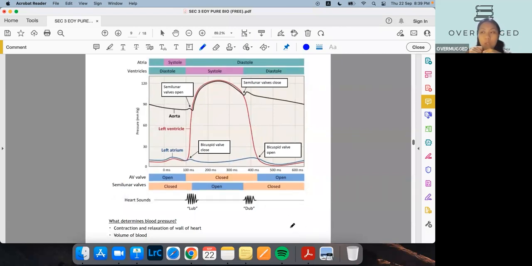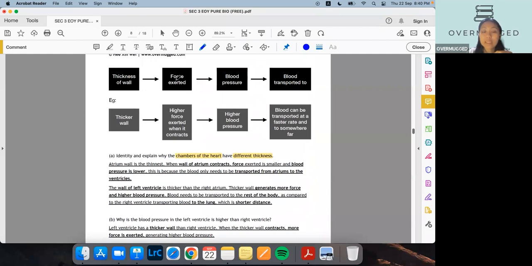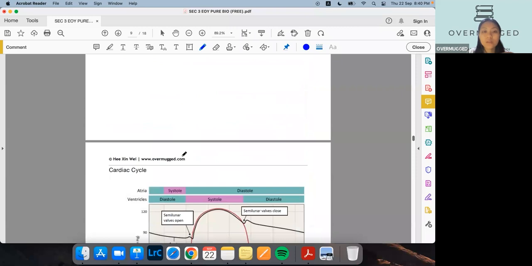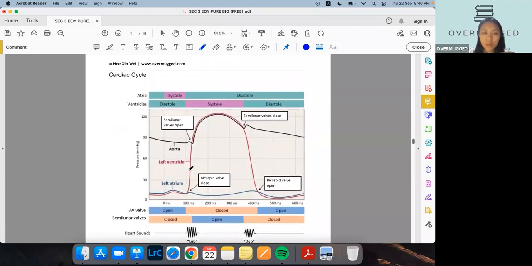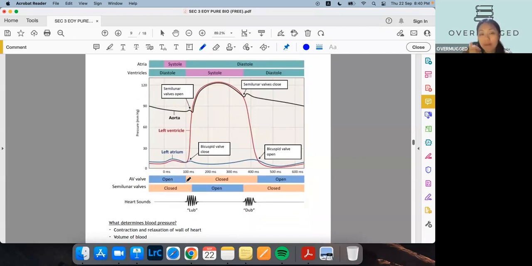So the most straightforward one is, of course, when it contracts, the blood pressure will go up. That's what we learned here. When it contracts, the force exerted will force the blood pressure to go up, right? So therefore, when the blood pressure goes up, some contraction may have happened.